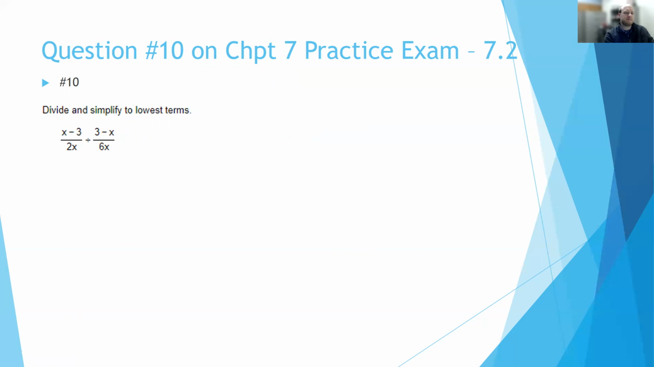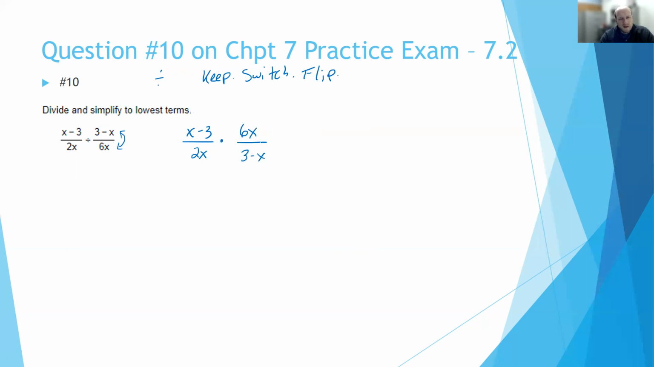Okay, let's go to number 10 on the practice exam. So this is divide. So remember when we have division, okay, we need to do this. We need to keep, switch, and flip, okay? So we're gonna keep this first expression, x minus 3 over 2x. We're gonna switch the division to multiplication, and then we're gonna flip this second expression. So we have 6x on top over 3 minus x on the bottom.